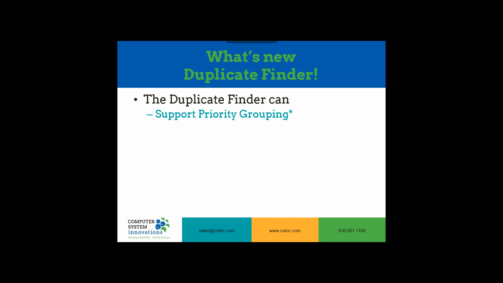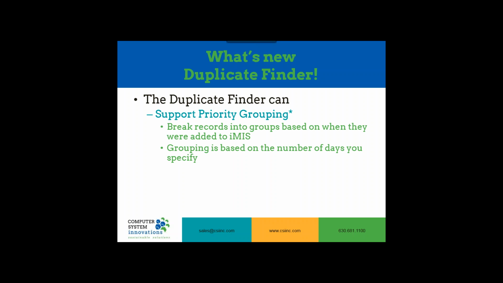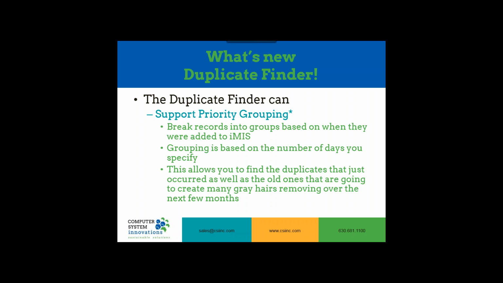And so Greg figured out that, you know what, some duplicates have a higher priority than others. So let's break them into groups based on when they were added to IMUS. And let's allow the user to specify the dates. And so really what that allows you to do is find duplicates that were just added, okay? So those are the hot ones, right? Zach has just added 2 records to IMUS. The quicker I can get those records cleaned up, the better.